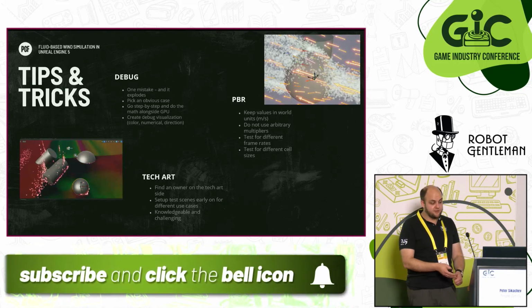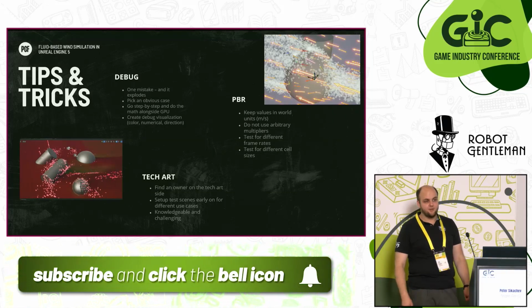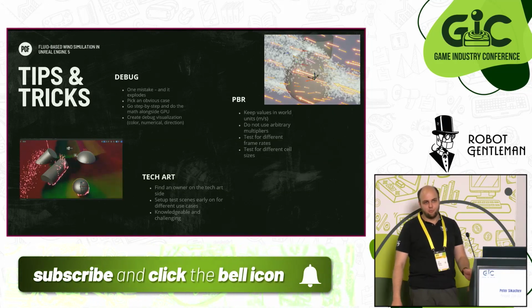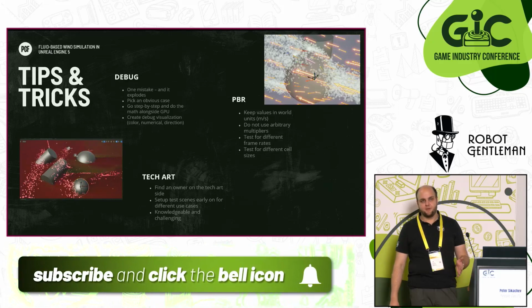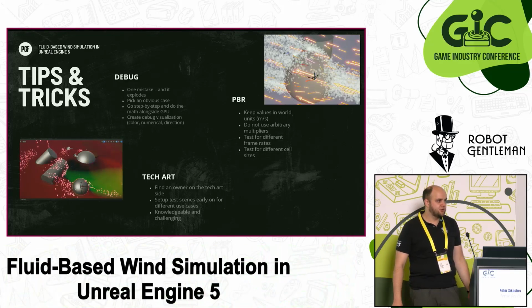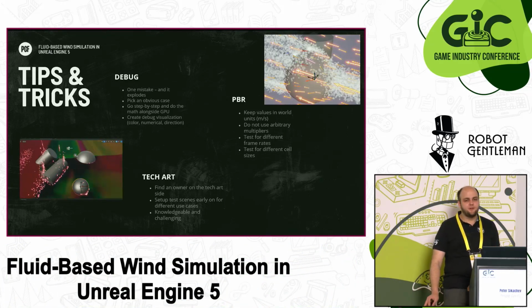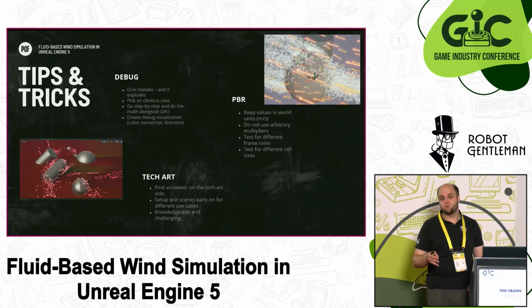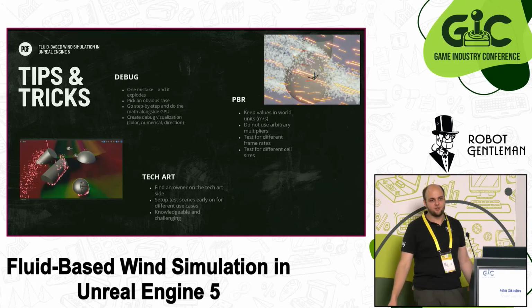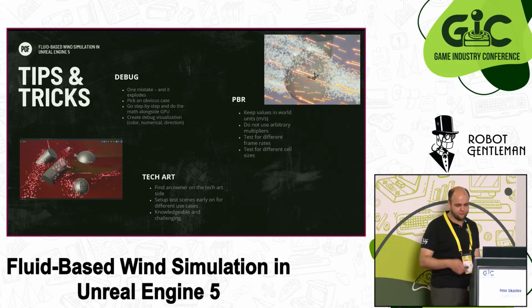You then want to test it for different frame rates and different cell sizes. Probably there will be some differences. If it's within 5-10% for a 2x change, probably it's okay. If it's changing almost proportionally, probably you screwed something up.